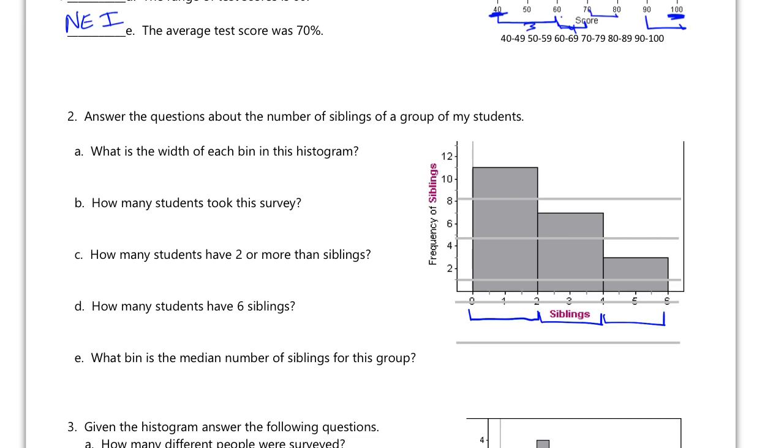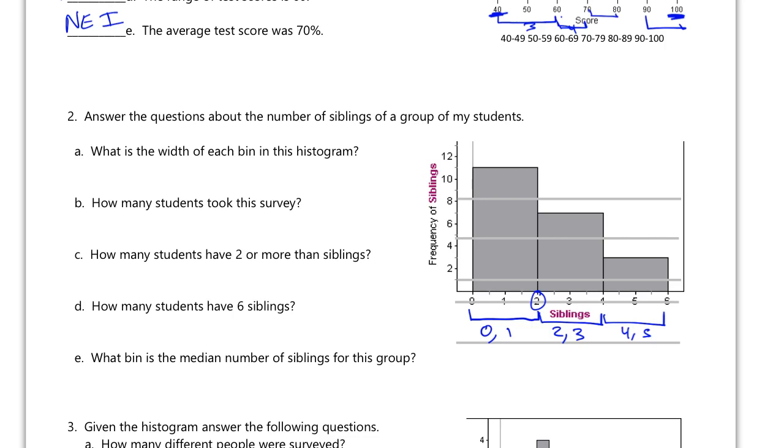You can't have 1.5 siblings, so this bin is really covering how many people had 0 or 1 siblings. Usually for a histogram, the left side of the rectangle is included in that bin. So 2 is on the border of both, and it's usually included in the one that comes after. So this is going to be 2 and 3 siblings, and this last one would be 4 and 5 siblings.